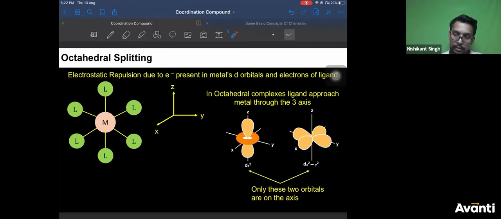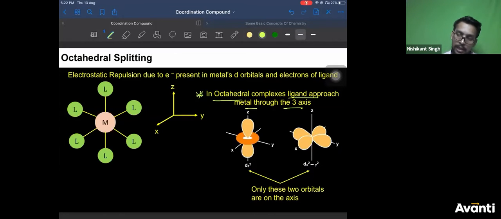Let's take this thing now very seriously. See this carefully. What happens in an octahedral complex? There is electrostatic repulsion due to the electrons present in the metal d orbitals and the electrons of the ligand, right? So in octahedral, this is the most important point. Keep this in mind: in octahedral complexes, ligands approach the metal through the axis.